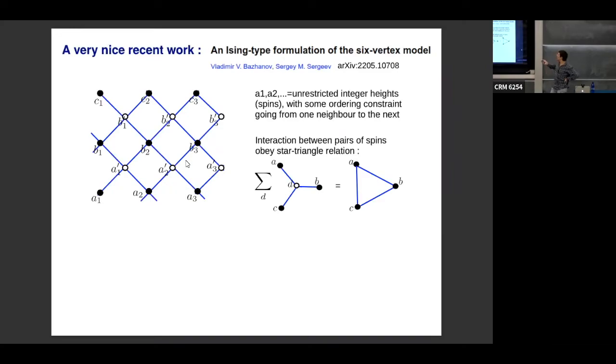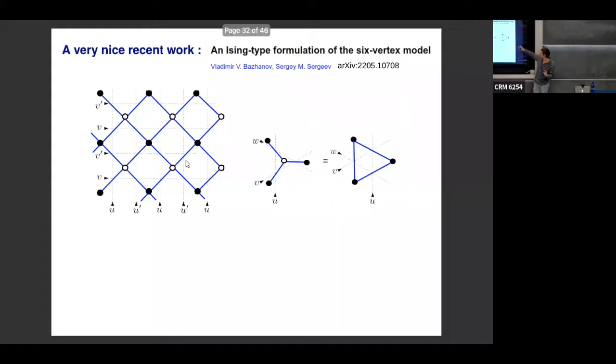Okay. And so what these authors do is that they choose interactions between spins such that they obey the celebrated star triangle equation, which graphically takes this form. I don't have time, for those who are not familiar with star triangle, to tell a lot about how it works. But since there was an introduction about Yang-Baxter, it's actually quite helpful to think about this equation in terms of Yang-Baxter equations.